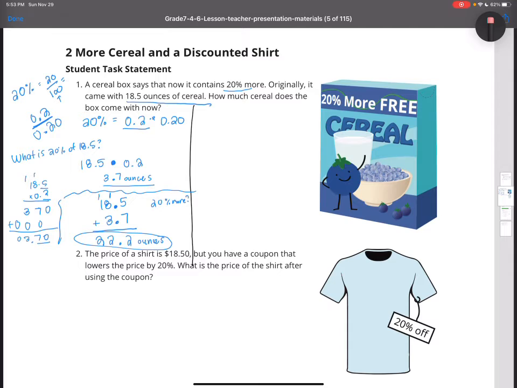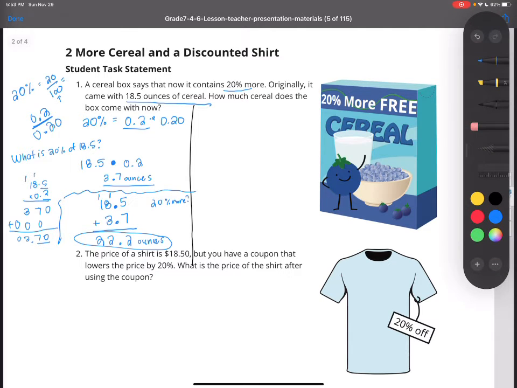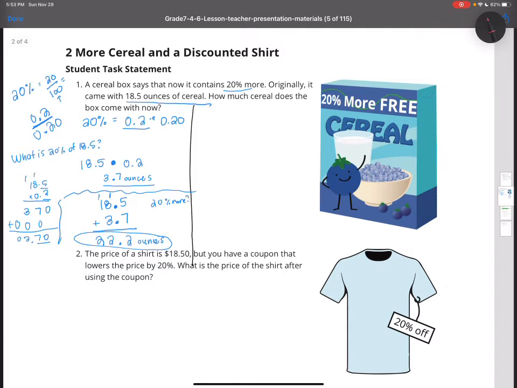There is another way to solve it. Okay. And I'm going to do this portion in red. So it's saying that it's 20% more. And 18.5 ounces is the original amount. I want to write this down. The original amount is the 100%. Okay, that's the initial start. That's the beginning. That's the original amount.